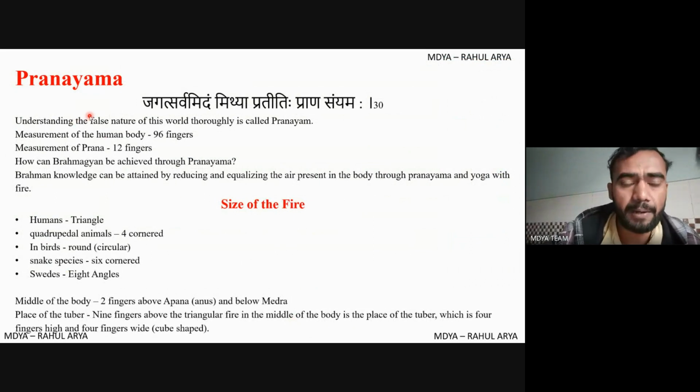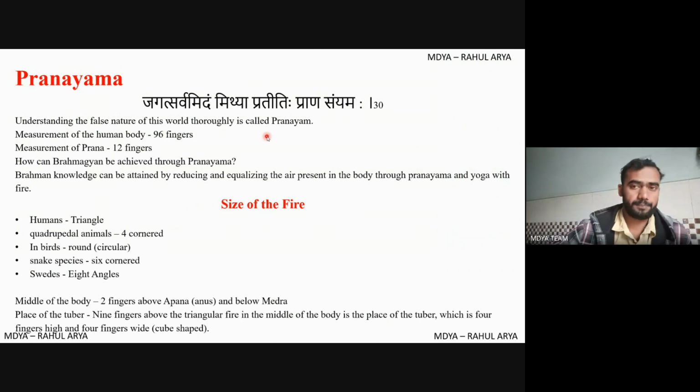Next is about the pranayam. Understanding the false nature of this world thoroughly, we call it pranayam. So understanding the false nature of the world, that is the pranayam. Measurement of the human body, as in the Vasishtha Samhita and Gheranda Samhita, same, 96 fingers we have.